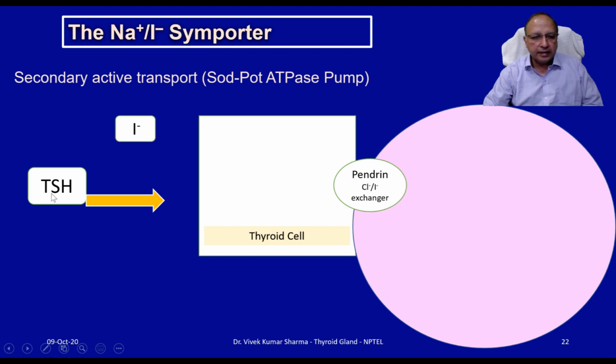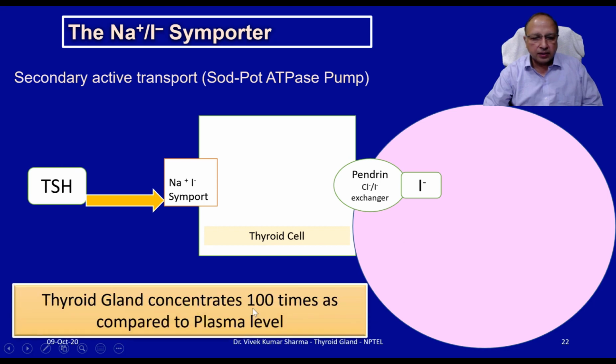When TSH, thyroid stimulating hormone, stimulates the thyroid cell, it stimulates the functioning of this sodium iodide symport pump on the basolateral membrane, which takes the iodide in against the electrochemical gradient. From there it crosses the thyroid cell and passively, via the pendrin chloride iodide exchanger, it goes into the colloid. So the thyroid gland concentrates iodide 100 times or maybe more as compared to the plasma level.